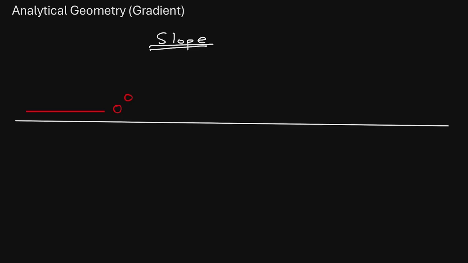For example, if you have a line like this, this line is going to have an angle to the horizontal line. Therefore, this line is going to have a slope. You can also have a line that is moving like this. This line here also has an angle to the horizontal. Therefore, it has a slope.